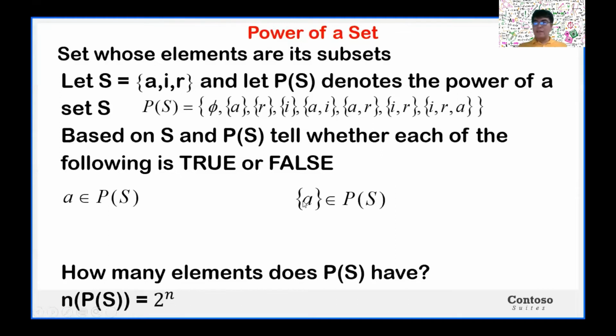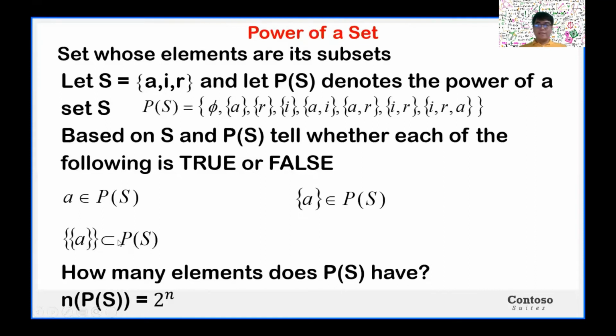Is this an element of S? No, because S does not contain a set that contains A. How about the set containing A? Is this a proper subset of the power set of S?